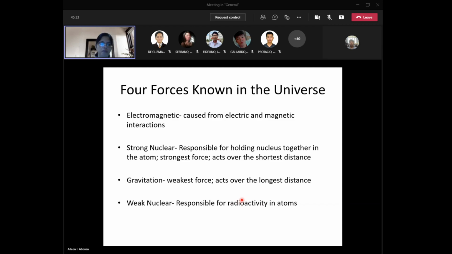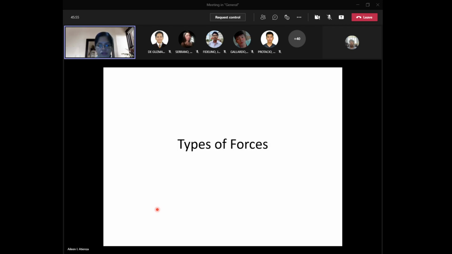So the radioactive components of certain atoms. Okay, so wherein these atoms can simply be found underneath, okay, underneath the core of the Earth. So we have the weak nuclear force. So these are all the 4 natural forces. So let's have the different types. So we know several forces, types of forces, and let us identify some of the common forces.